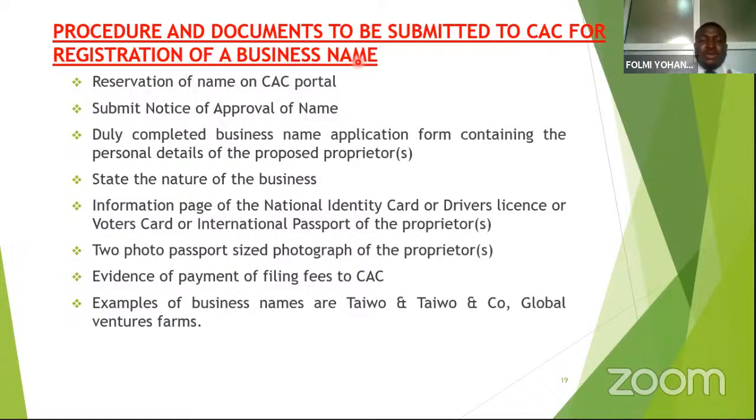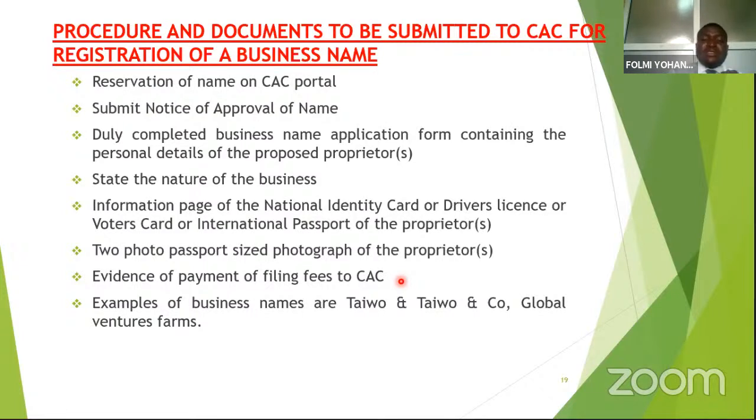So it's for you to enter the name of the proprietor or proprietors, the nature of the business, and any means of identification; national identity card, driver's license, or voter's card will serve. You use that to enter some of your details, a passport size photograph, and evidence of payment of filing fees. After you've entered, you download the forms, you sign, you attach the passport, then you scan the document and upload it back to CAC. Then you wait for approval from CAC.